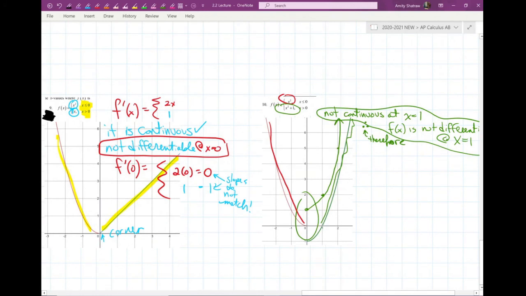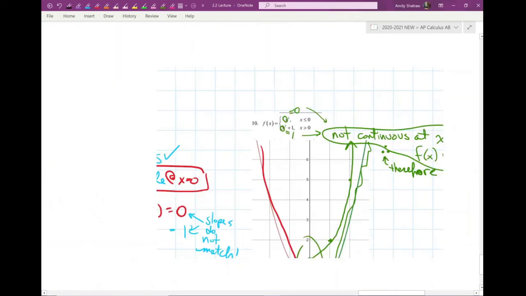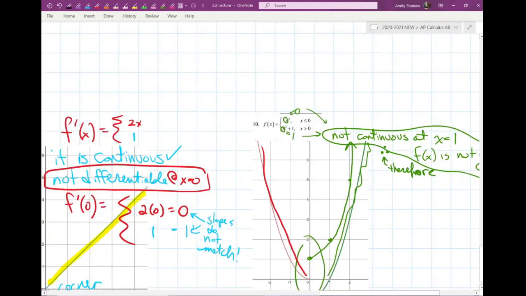I will mention again on number 10, if you don't have the graph, you can really just plug in a 0 here and you get 0 squared is 0. You can plug in a 0 here, 0 squared is 0, but then you add 1 to it. This is 1. So that's how you know that it's not continuous there, that you have two separate heights. I'm sorry that I graphed that wrong, but I'm not going to go back and re-record it.